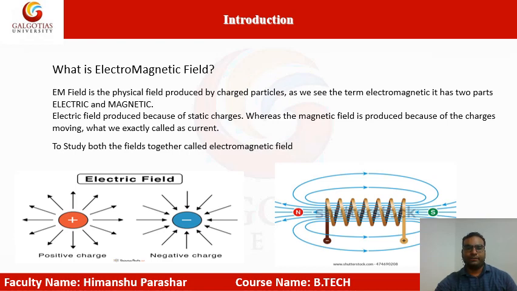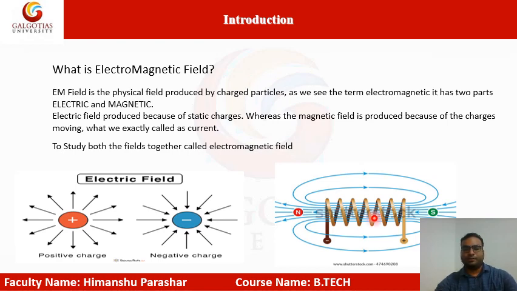An EM field is the physical field produced by charged particles. As we see in the term electromagnetic, it has two parts, electric and magnetic. Electric field is produced because of static charge, as I told you previously, whereas the magnetic field is produced because of the charges moving, what we exactly call the current. It is seen in the figure also.